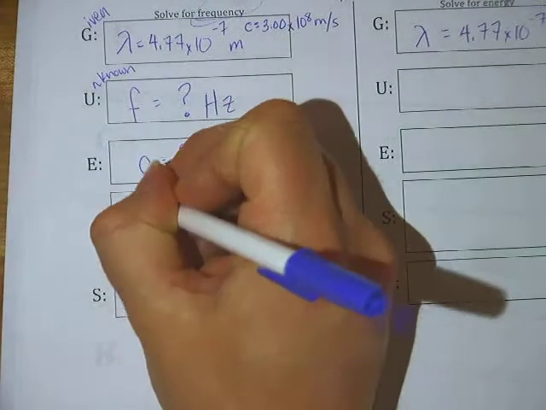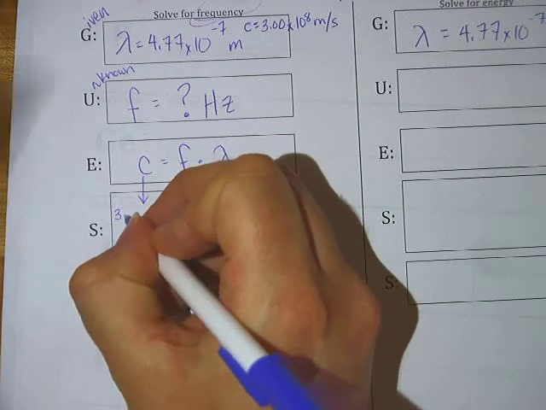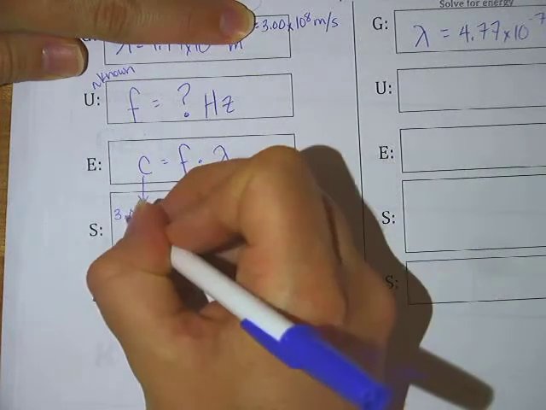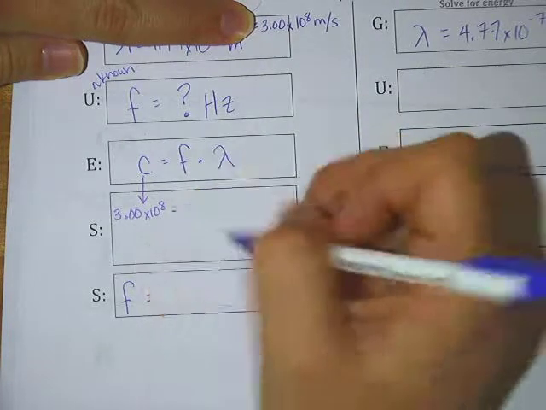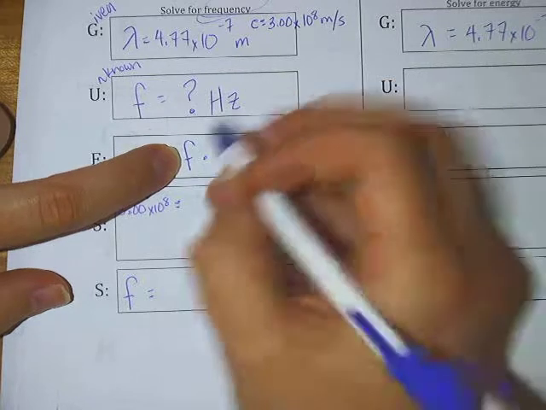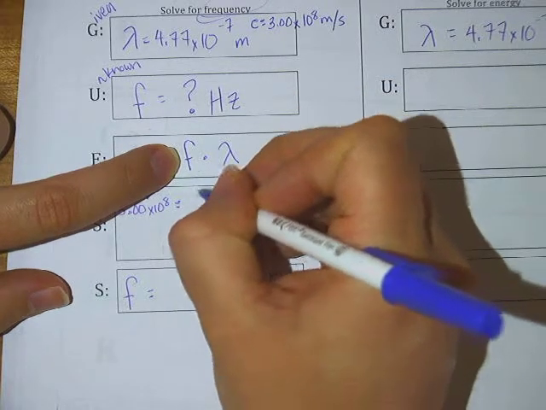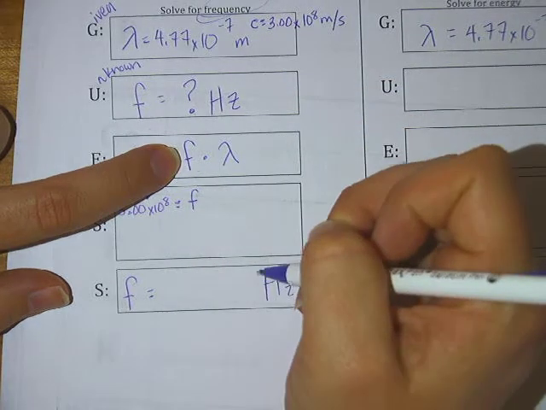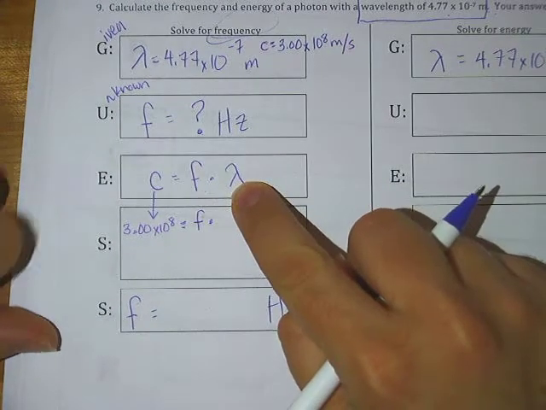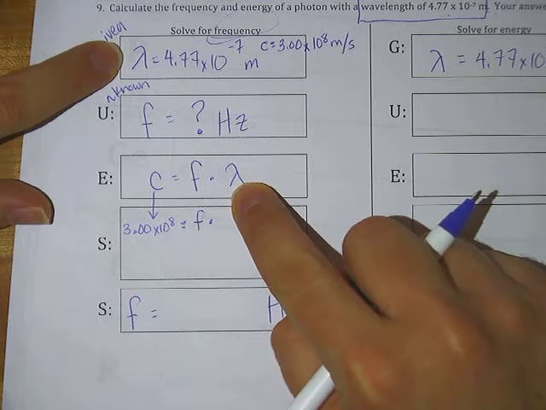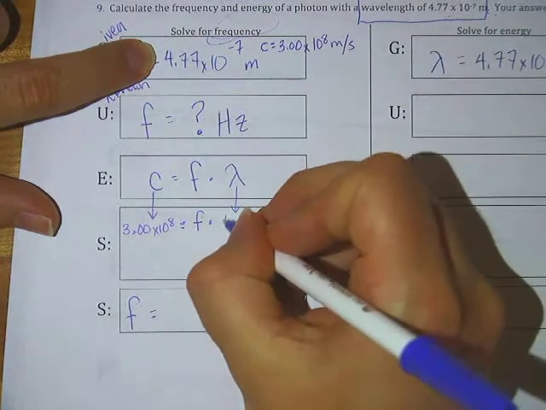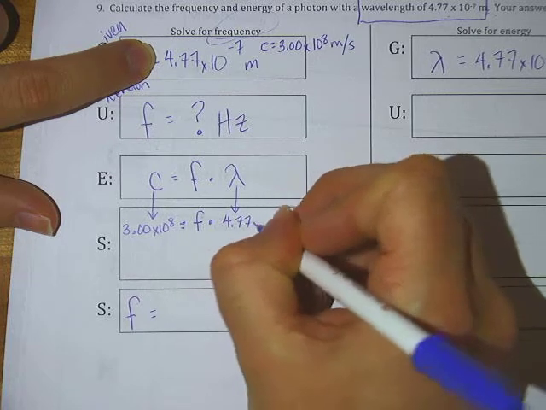So instead of writing c, I'm going to substitute in that number, 3.00 times 10 to the 8th. And I don't know frequency, so I can either write a question mark, I can write an x, or I could just leave it as the f that I don't know. And it's going to be times lambda. I do have a number for lambda, so instead of writing this letter, I'm going to plug in this number here that I know for lambda.